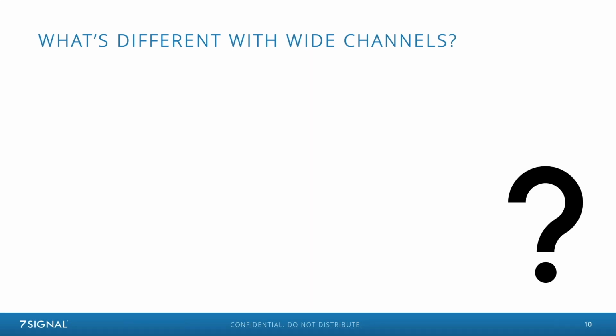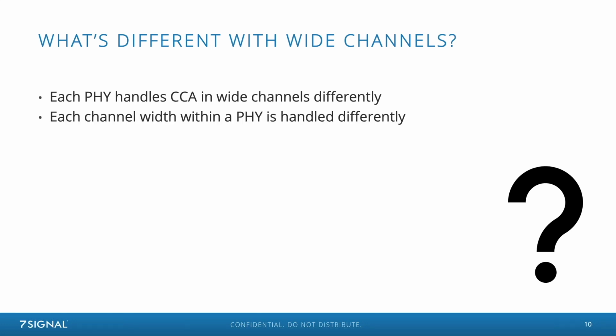What we want to know really is what's different with wide channels, right? That's what we want to talk about. And why do we care about what happens in wide channels? Well, one design approach is that if the spectrum's available, you should use it. Use wide channels until you can't is one approach. And certainly with 6 gigahertz coming along, using 80 megahertz wide channels is going to be very common. So we need to understand that each PHY handles CCA and wide channels differently. And each channel width within a PHY has its own rules for CCA.